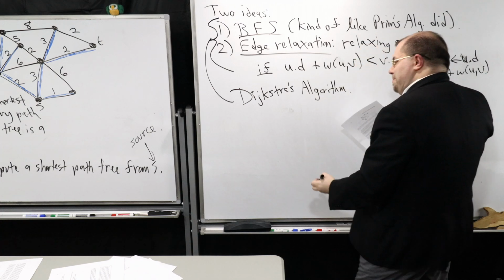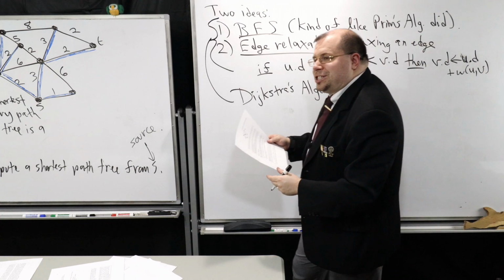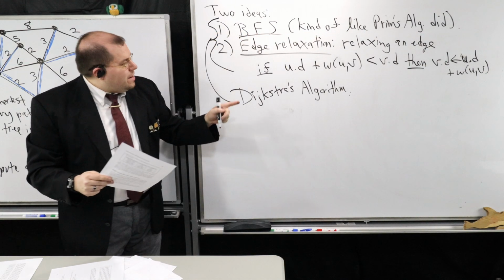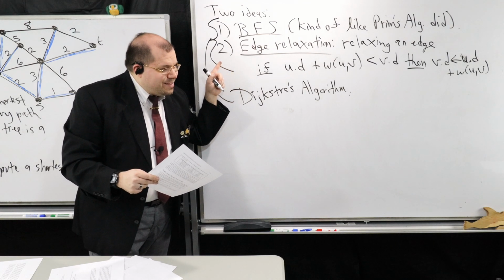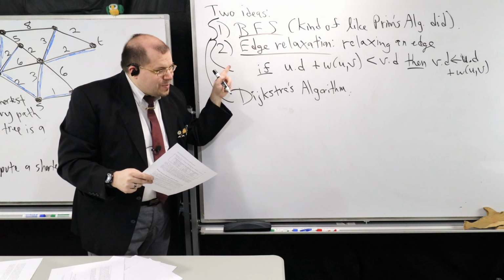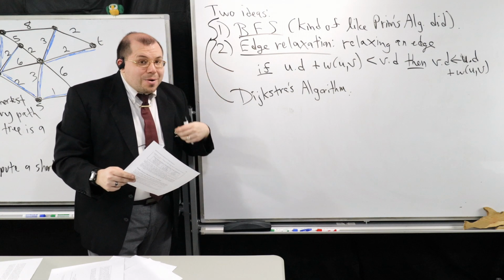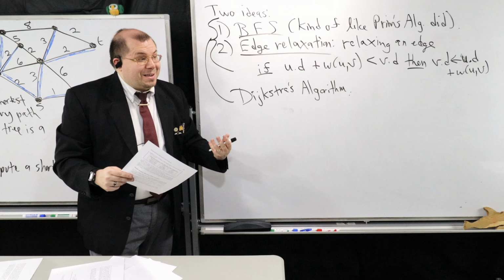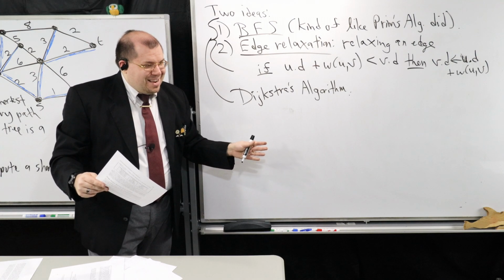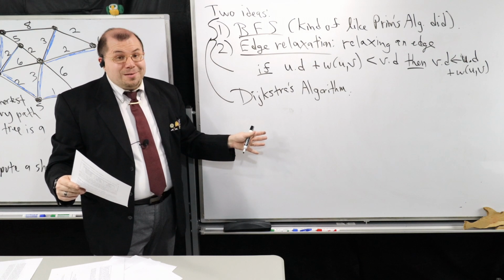And here's the cool part. The only change happening in the algorithm is the updates associated with the d values and the parents. You just make this edge relaxation change, and you end up with Dijkstra's algorithm. That's how simple the change is. And with this, you can compute a shortest path tree.